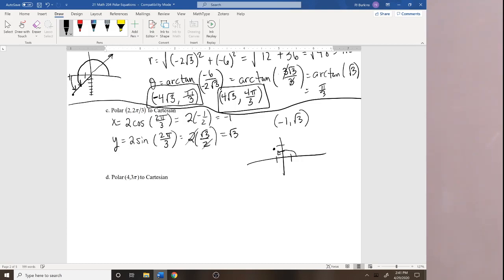The point in both, so Cartesian and polar, correspond to that point. Yep, that one is good.